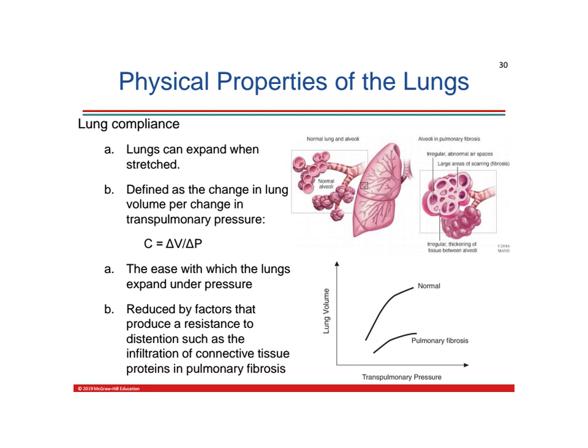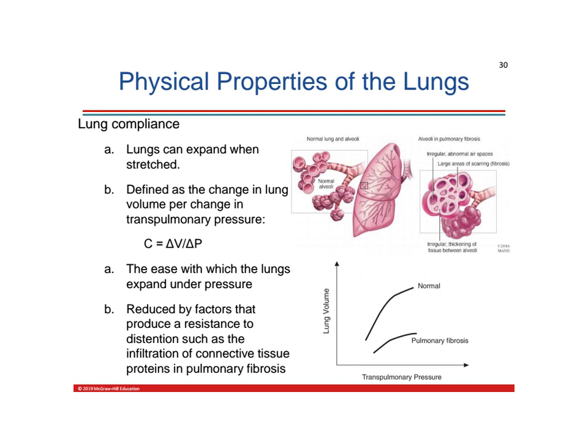So for example, if we look at this picture here, to the left we have normal lung. If we zoom in, we can see the terminal alveolar sac with normal alveoli. Now, in pulmonary fibrosis, there are large areas of scarring or fibrosis within these alveolar sacs. There's also irregular thickening of the tissue between the alveoli. Now, this scarring and thickening makes the lung less compliant.